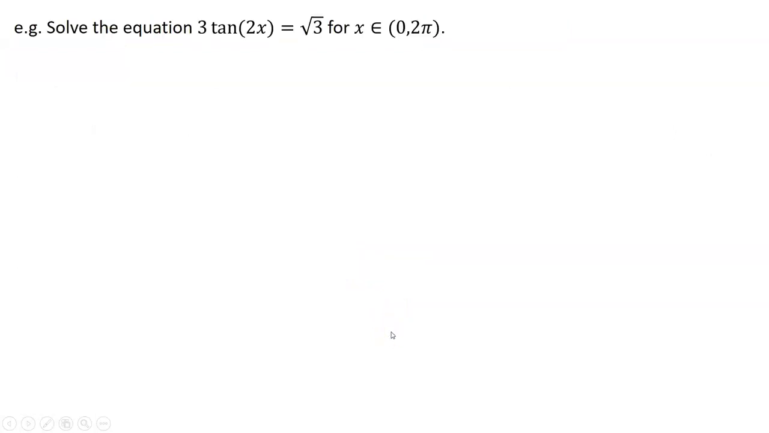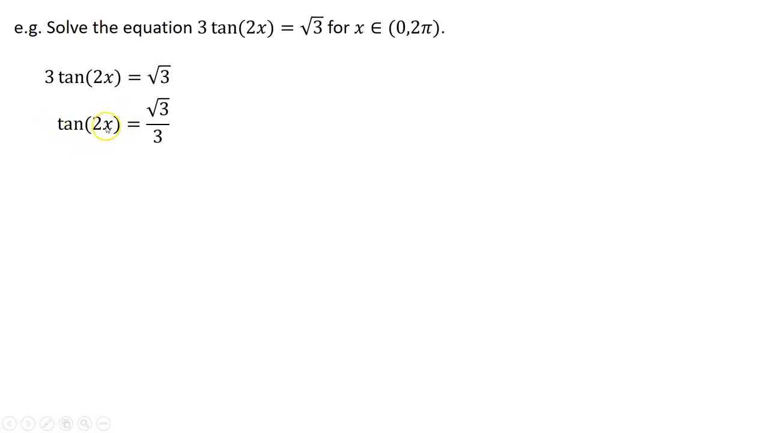Now, solving equations involving trigonometry. So you should have had some practice with this in methods. You get some practice with it now in specialist too. So let's start by writing our equation. This 3 is getting in my way on my left-hand side, so I'm going to divide both sides by 3.